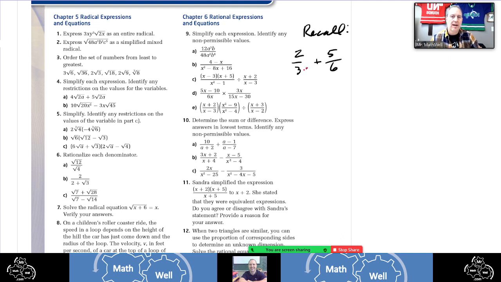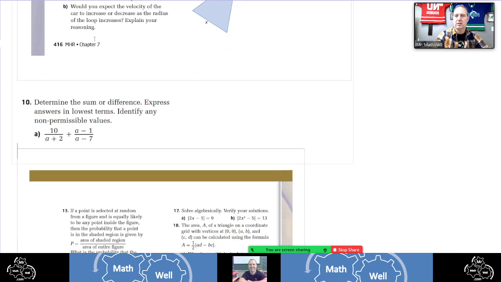In this case, I would want to get a common denominator of 6, so I would do this to both sides. If this was a different number, like 7, I would have to multiply both fractions by something. This one I'd have to multiply by 7, top and bottom, and this one by 3, top and bottom. Hopefully you remember that, because that's exactly what we're going to have to do here for number 10. I'm going to make this a bit bigger here for us so we can see it.